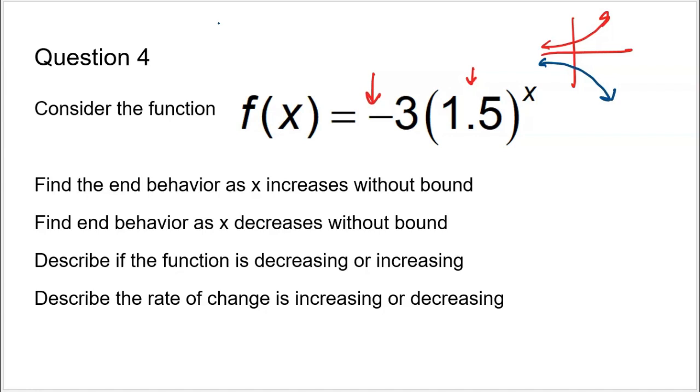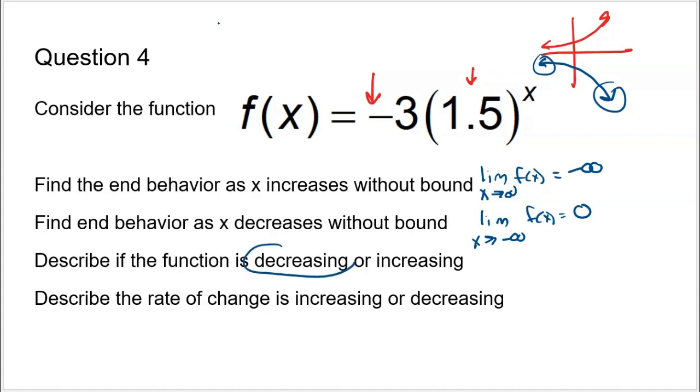So what is the end behavior as x increases without bound? Well, let's find the limit as x goes towards infinity. If you look at the right-hand side of the graph, it's going towards negative infinity. What about the limit as x goes towards negative infinity for our function? If we look at the left-hand side of the graph, we see that it's going towards 0. All right, is the function increasing or decreasing? Well, from left to right, we clearly see that the function is going down, so we are decreasing.